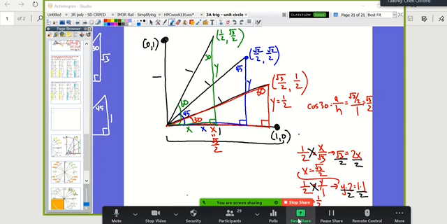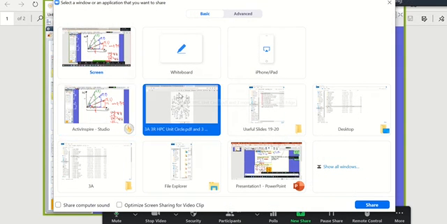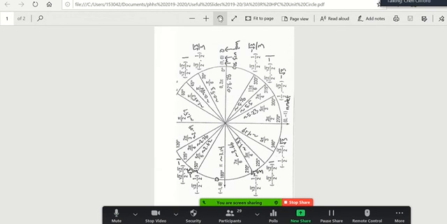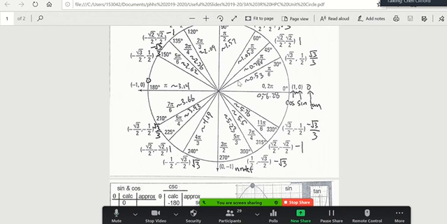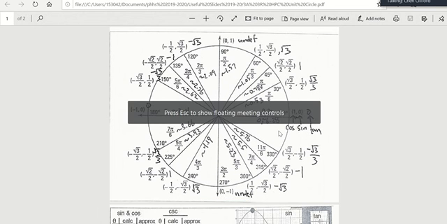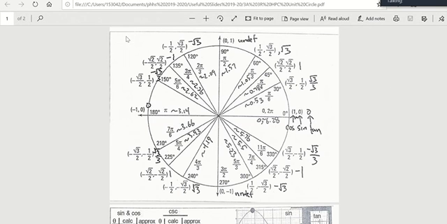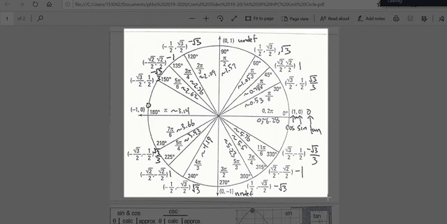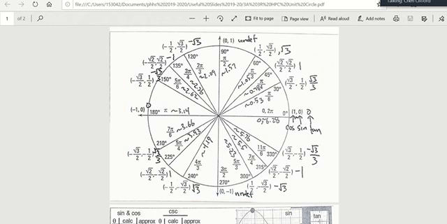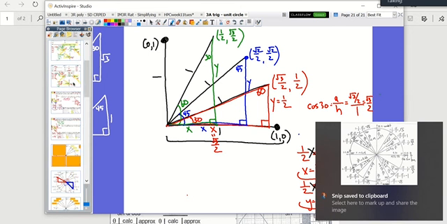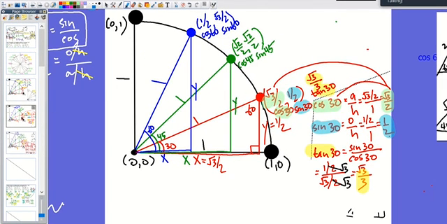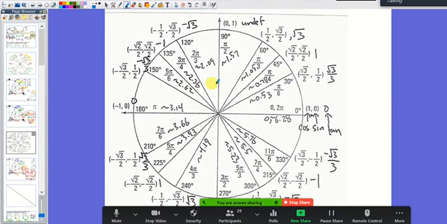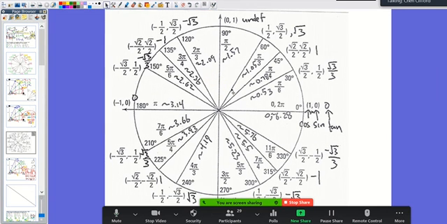Okay, and let's share this. My unit circle. Okay, and let's rotate it. And let me zoom in. And let's copy and paste this. Okay, so this is the unit circle that I'm going to hook you guys up with.